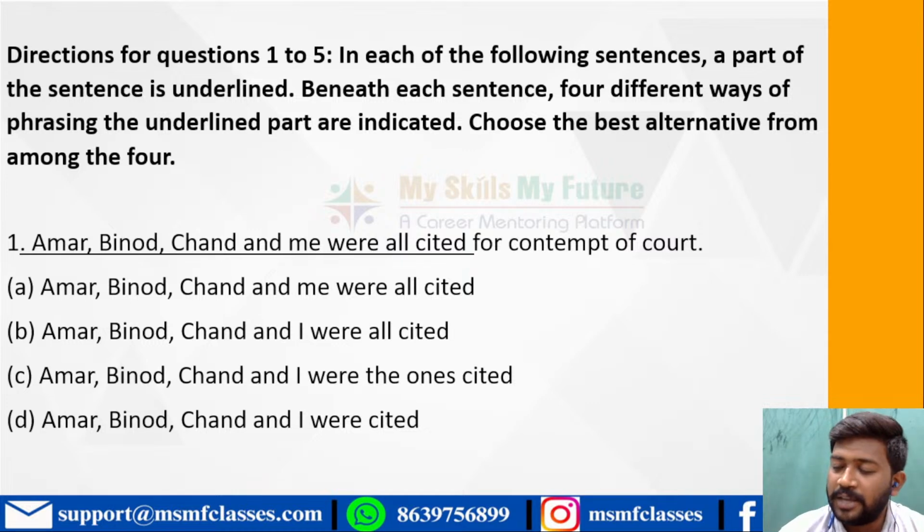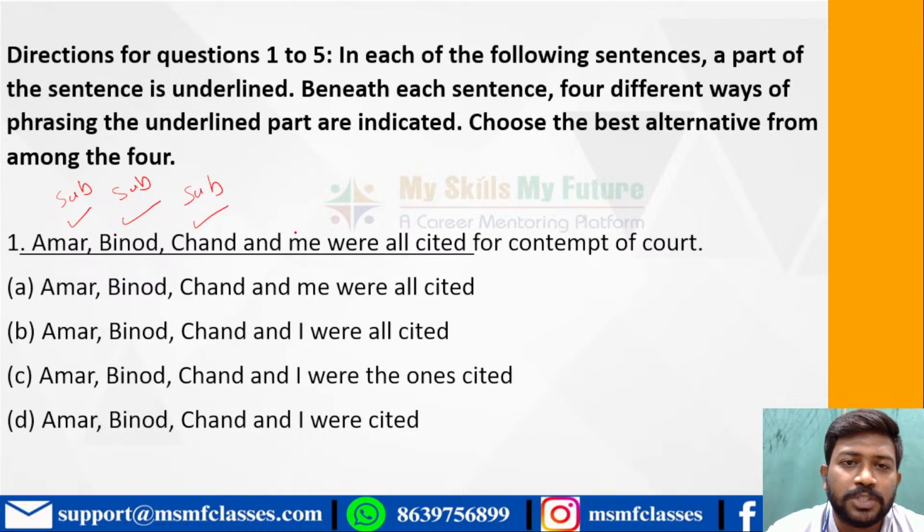Okay, let me reveal the answer. The first one, Amar, is a subject. Here also Binod is a subject. Here Chand is a subject. Subject, subject, and subject. But after 'and' we must also use the subject form. But here they have given the object form, so this is wrong. The subject form of 'me' is 'I', so it must be I. Amar, Binod, Chand and I were all cited for contempt of court. This is the correct answer.